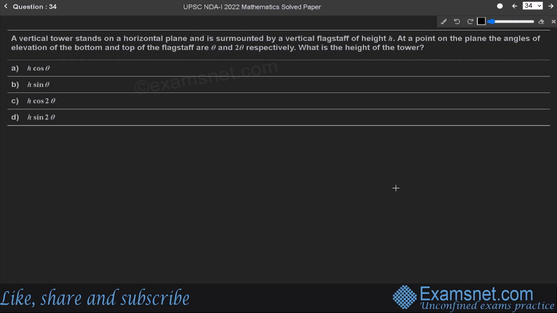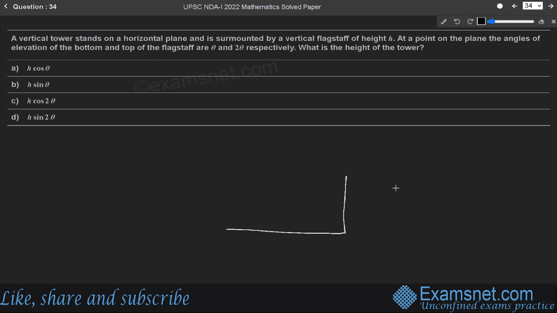See, this type of question comes from the applications of trigonometry. You are very well familiar with trigonometry. Now we have to focus on the applications of trigonometry. So first, let us make the diagram for this question. The question says a vertical tower stands on a horizontal plane. So this is a horizontal plane and a vertical tower stands on it.